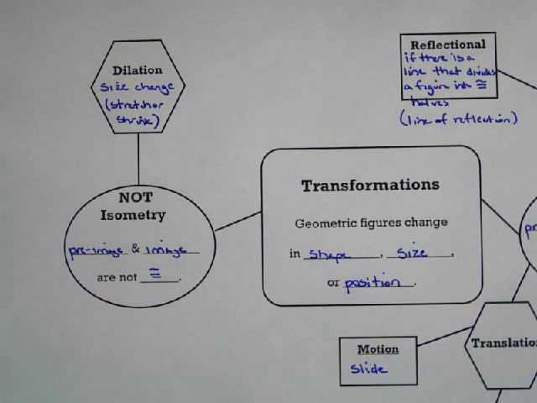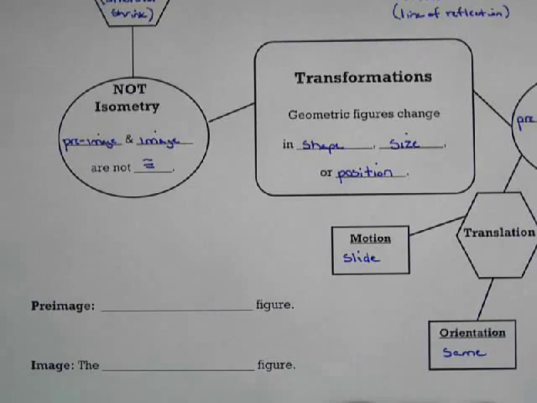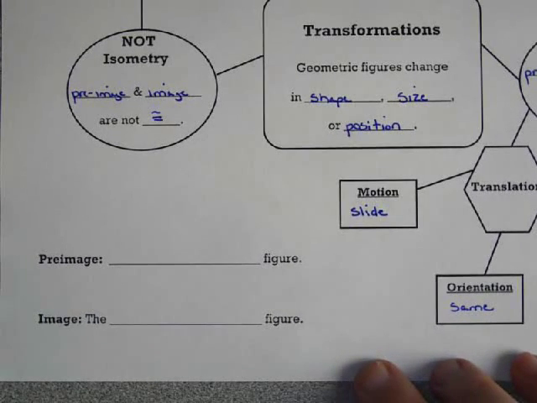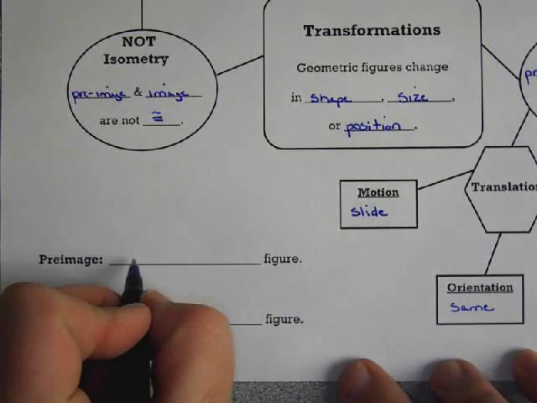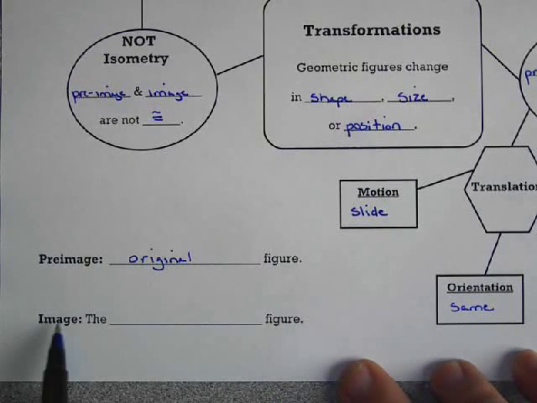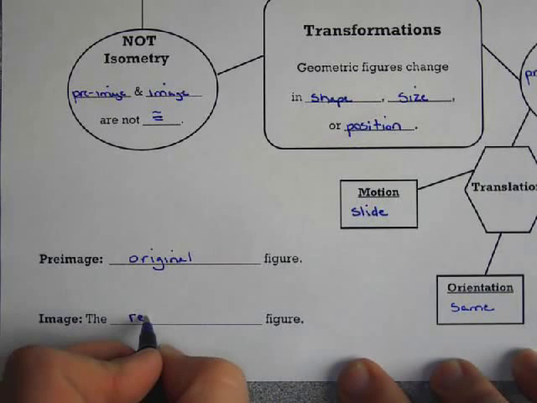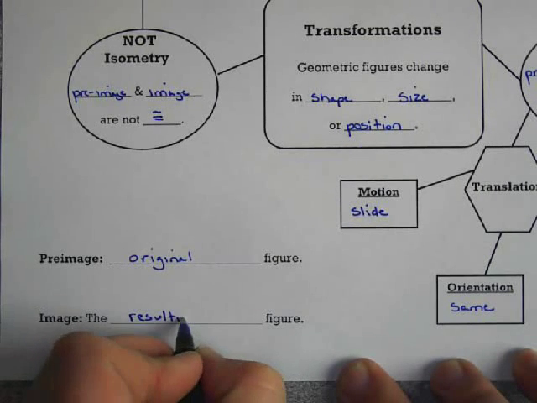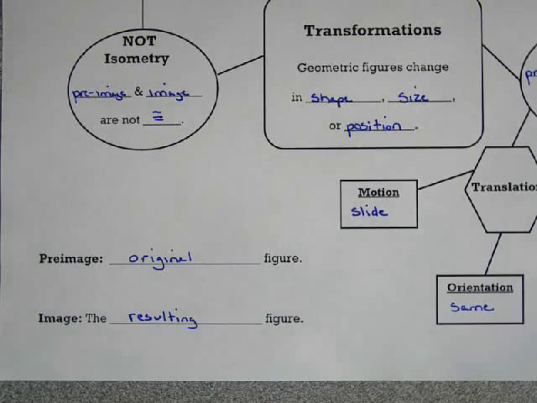And then again, just to make sure you review, a pre-image is the original figure, and an image is the resulting figure after a transformation. So there you have a quick graphic organizer on transformations.